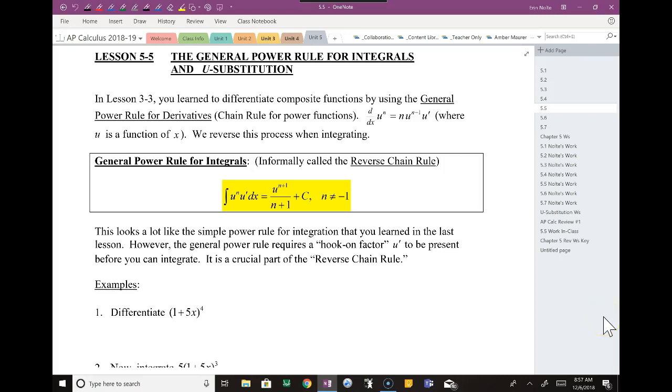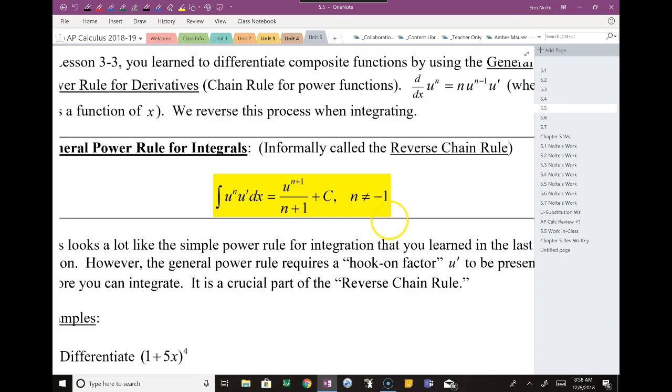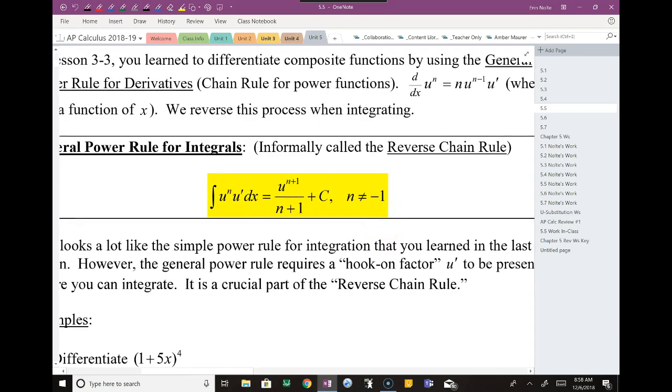All right. So 5 is called the general power rule for integrals, and we're also going to do U-substitution. So we've got two things going on. The first rule is the general power rule, which I am going to refer to as the reverse chain rule. That makes sense. It says it right there. I always find this notation slightly confusing.